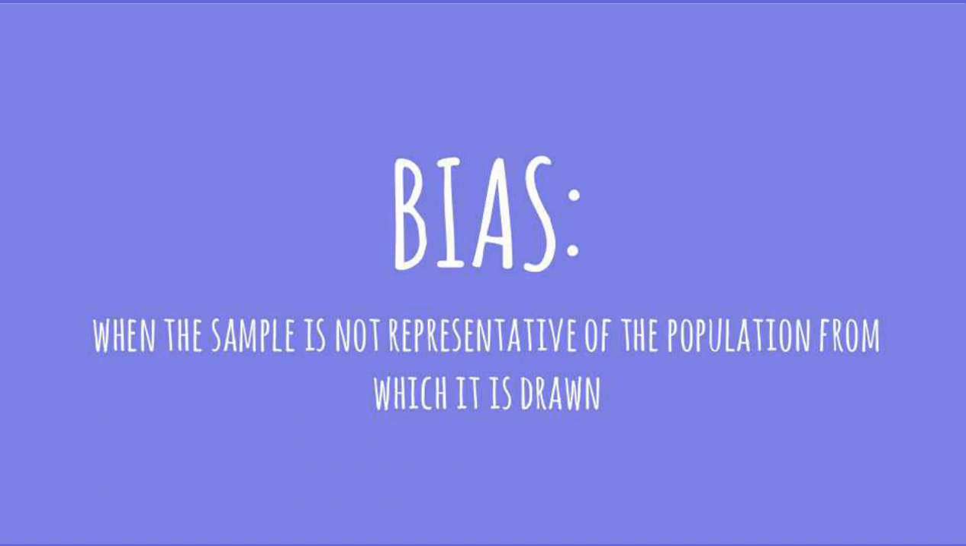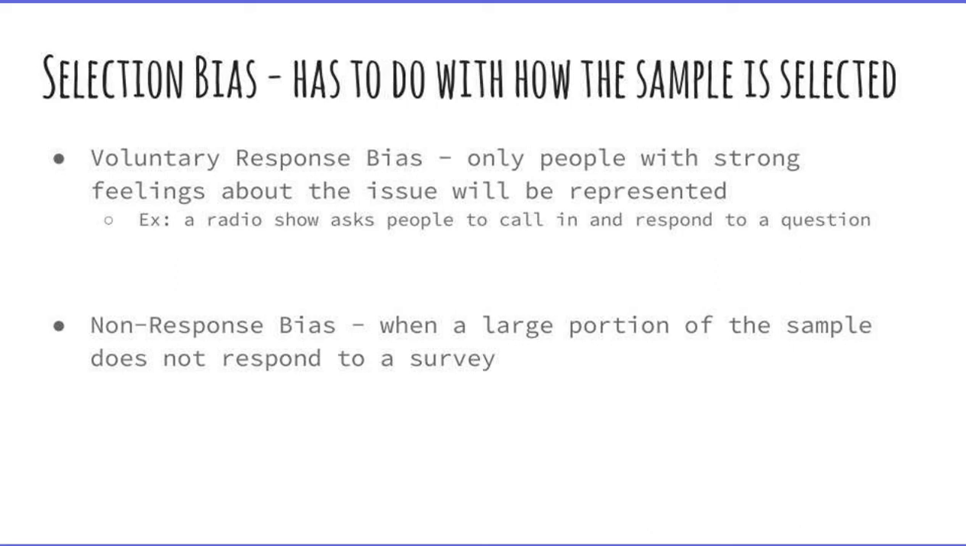All right, and bias is when the sample is not representative of the population from which it was drawn. Okay, so your sample looks way different than the rest of the population. There's some bias in there. There are a couple different kinds of bias. First, we have selection bias, and that has to do with how the sample is selected. So if the sample was selected incorrectly, there could be some selection bias.